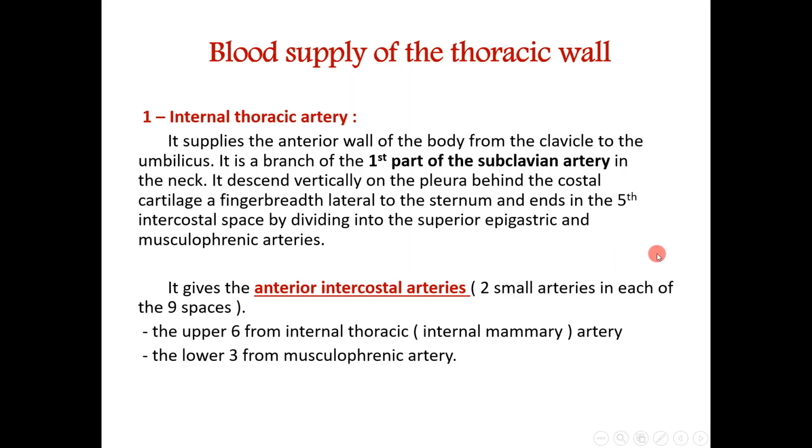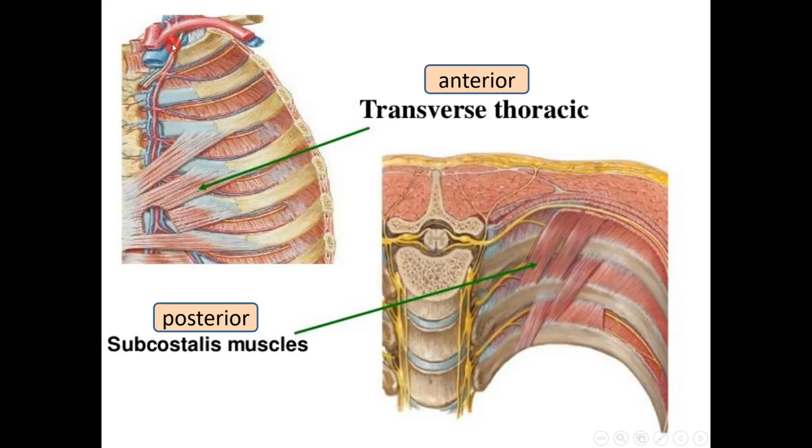Now we talk about the blood supply of the thoracic wall. The blood supply comes from many arteries. First of all, we have the internal thoracic artery. As we said, this is on the inner aspect of the anterior thoracic wall, the posterior aspect of the sternum. Just beside the sternum, it comes from the first part of the subclavian artery and descends in the thoracic cavity, and it gives a branch to each intercostal space, supplying the intercostal muscles. Here you see all these branches are from the internal thoracic artery.